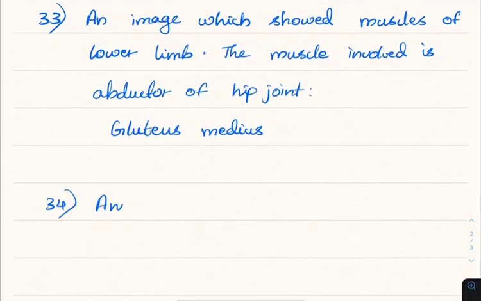Next one is anion gap is seen in. So the options were there like respiratory acidosis, metabolic acidosis, respiratory alkalosis and metabolic alkalosis, all the 4 were given. So the answer to this is metabolic acidosis.